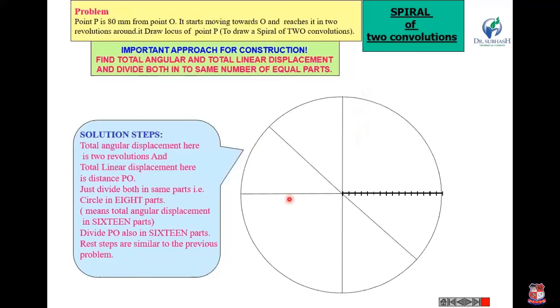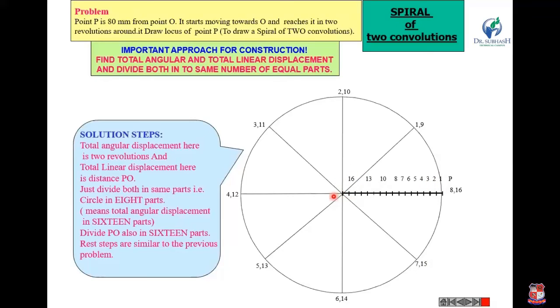Now divide this circle into 8 divisions, and this radius is equal to 80 mm. So points 1, 2, 3, 4, 5, 6, 7, and 8. It completes this distance by two convolutions, so again 9, 10, 11, 12, 13, 14, 15, and 16. Then divide this line into 16 divisions. Initially point P will be here. So 1, 2, 3 up to 16.